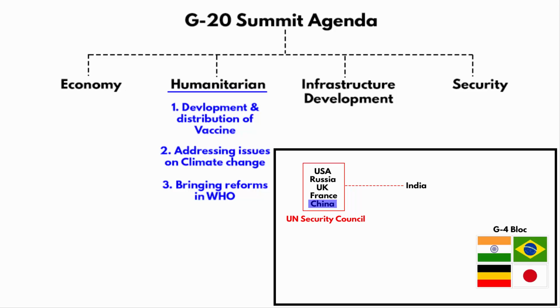By the way, India, Germany, Brazil and Japan have formed the G4 bloc, so they can collectively put pressure on getting permanent membership in the United Nations Security Council. This proves how much India wants reforms in the United Nations international policies.